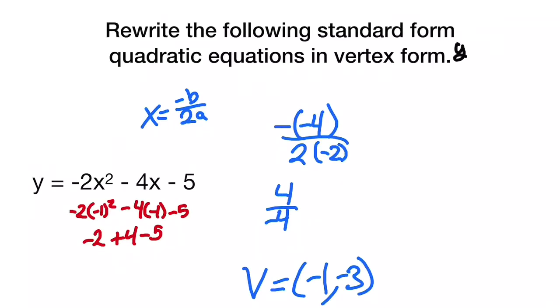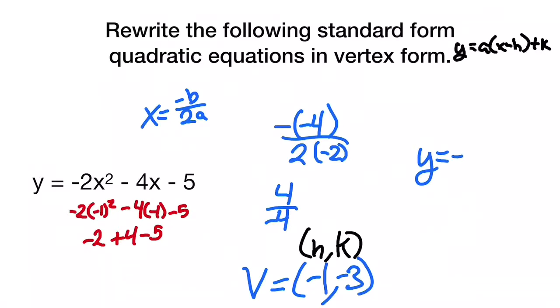Now I just have to plug it into vertex form. Reminder, vertex form is y equals a times x minus h squared, h, by the way, being the x value in the vertex, plus k, which is the y value in the vertex. So at that point, y equals, our a value is -2, times x minus, in this case, -1, so that becomes plus 1, squared, plus -3, so minus 3.